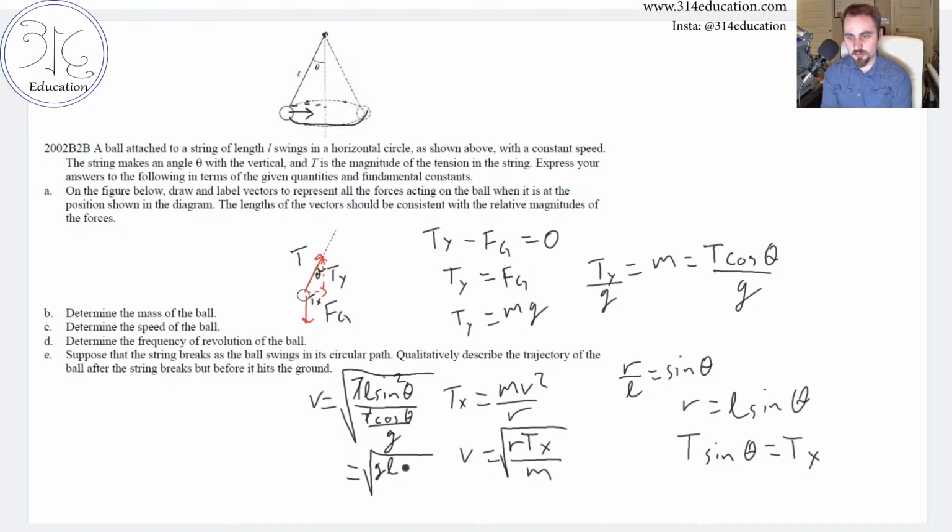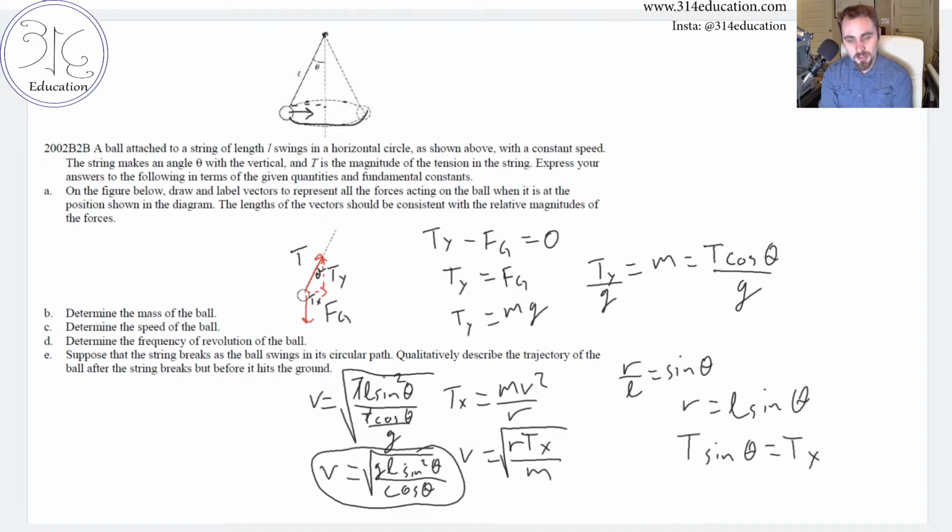You could pull out a trig function there, but I don't really want to do that. And if I do that incorrectly, I lose all the points that I've earned here. It's really not worth it. But yeah, this is my velocity, and as simple as I'm willing to go. Good.